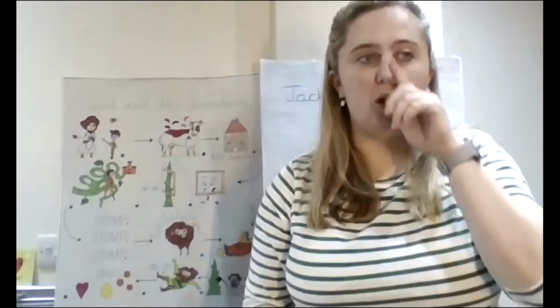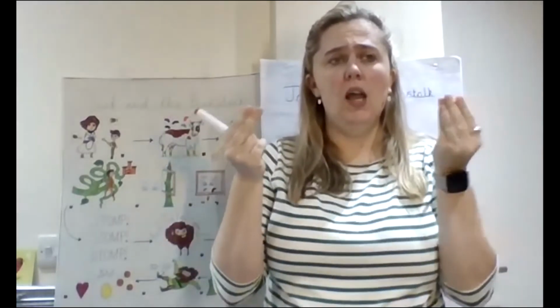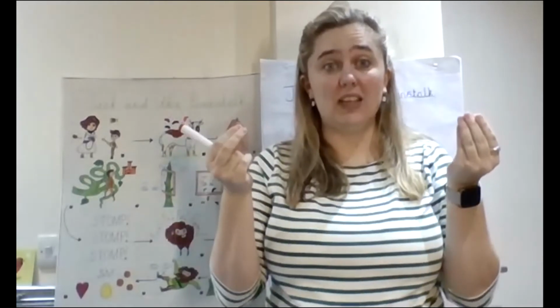Okay, so what was the first part of the story again? This part here. Can you remember? Do you remind me? Let's do it together. Once upon a time, a boy called Jack and his mother were so poor they never had enough to eat. Full stop. Okay, so once upon a time. Let's start with that.